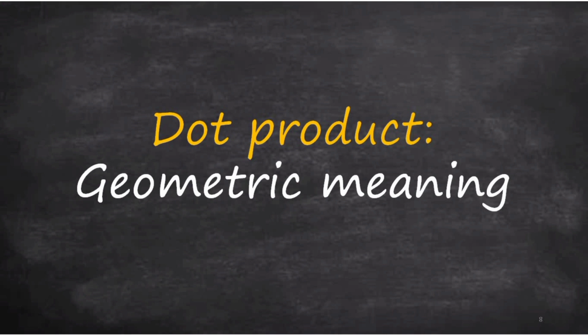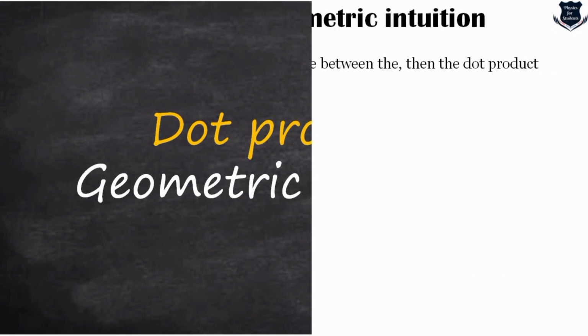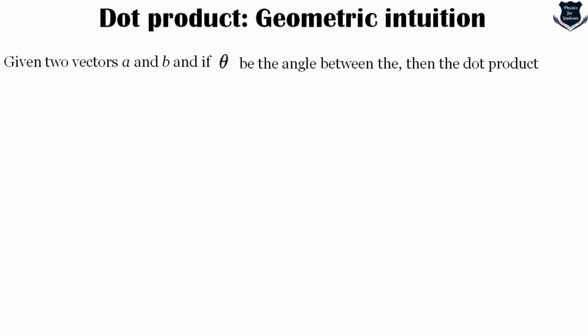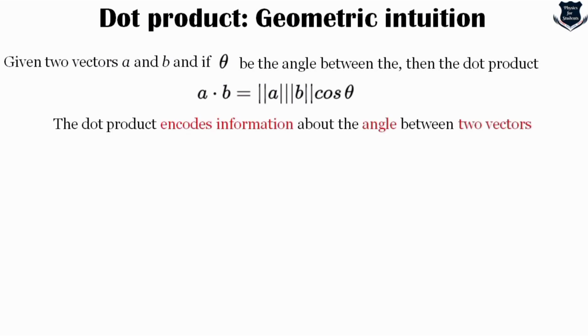Because as I told you, geometric meanings are much easier because they deal with figures rather than numbers. So if I am given two vectors a and b, and theta is the angle between them, then the dot product is given by a dot b equals |a||b| cos theta. And remember, the dot product encodes information about the angle between two vectors. When I say it encodes information, that means cos theta is very important because it gives the information about the angle between the two vectors.